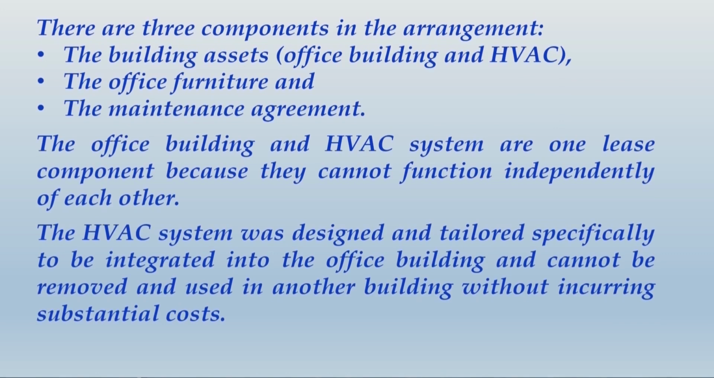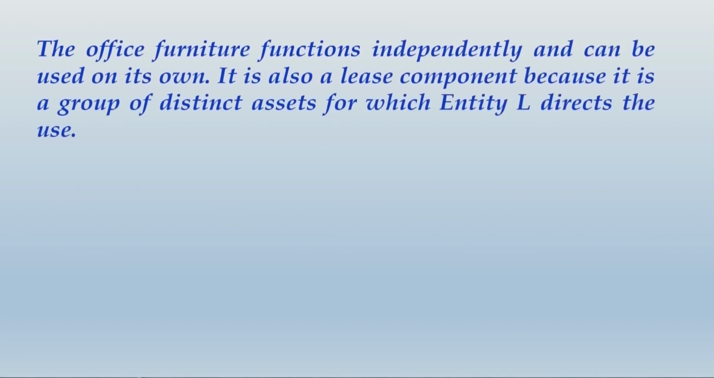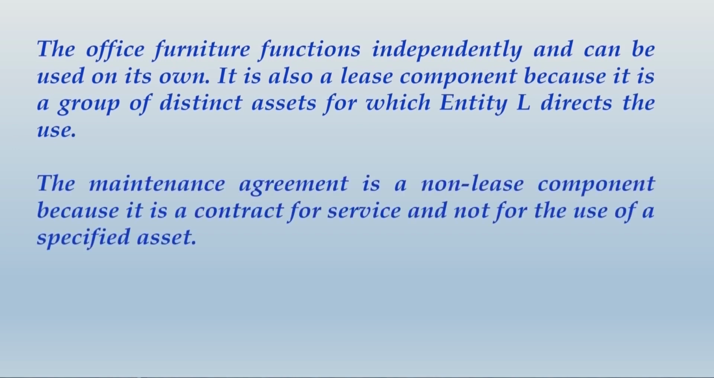Alright friends, you would have finished writing this part of the answer. Let us move ahead and write up the later part. We would say the office furniture functions independently and can be used on its own. It is also a lease component because it is a group of distinct assets for which entity L directs the use, and the maintenance agreement is a non-lease component because it is a contract for service and not for the use of a specified asset. So do one thing friends, write up these two paragraphs as well and that will be the end of the answer.